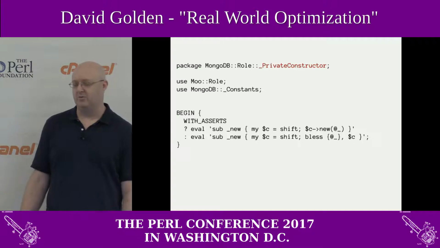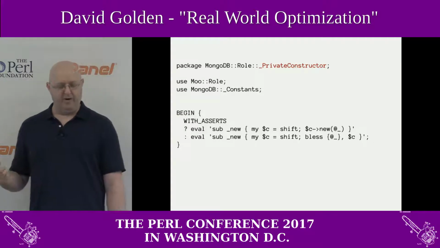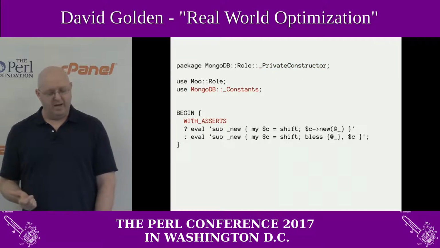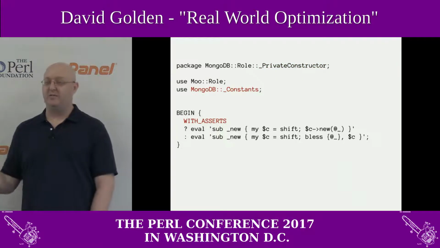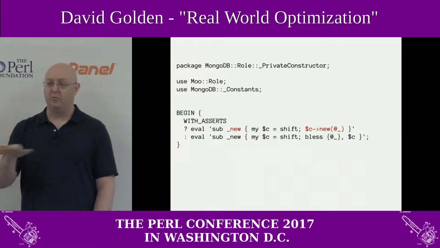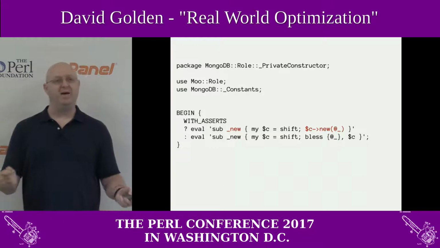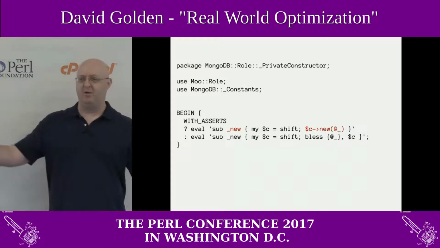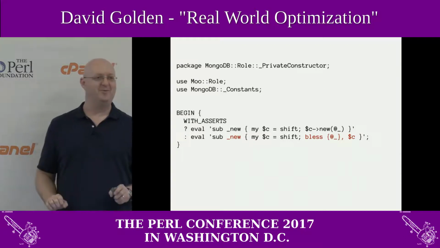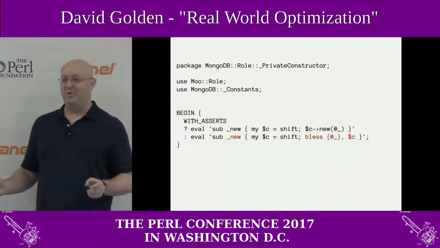The private constructors were kind of like this. We created a role, PrivateConstructor, that we could add to whatever internal classes we had. It used the MongoDB constants, which is where we set whether asserts are on or not. If the asserts are on, we create an underscore new constructor, which just passes straight on through to new. So if the asserts are on, we get all of Moo's normal checks: did you pass me a hashref, or an even number of pairs, blah, blah, blah, all the usual stuff you'd expect. But if the assertions are off, then we just bless all the arguments that are provided straight into the class.